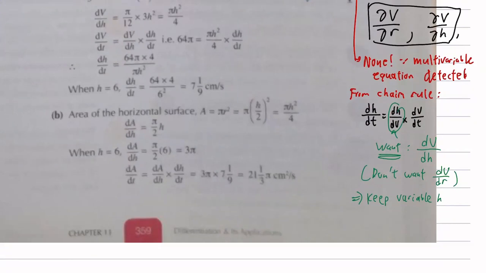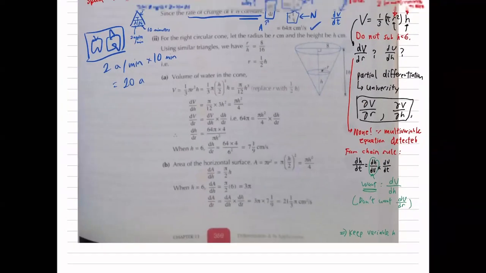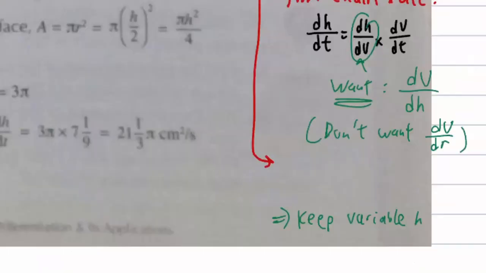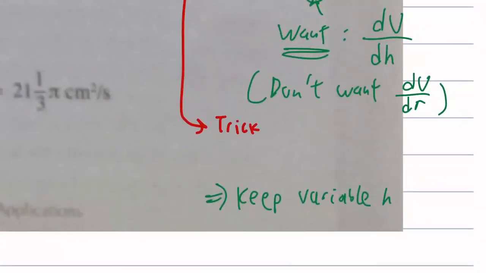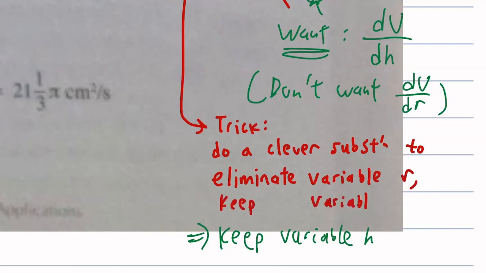Sorry, I said something, but I didn't write this down. Another trick: do a clever substitution to eliminate variable R, keep variable h. Why do I want to keep variable h?